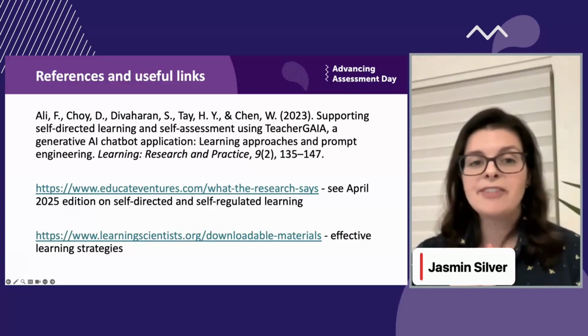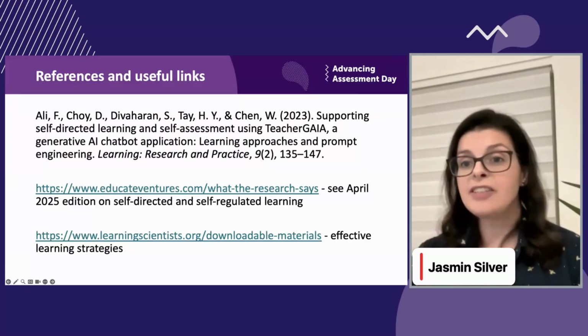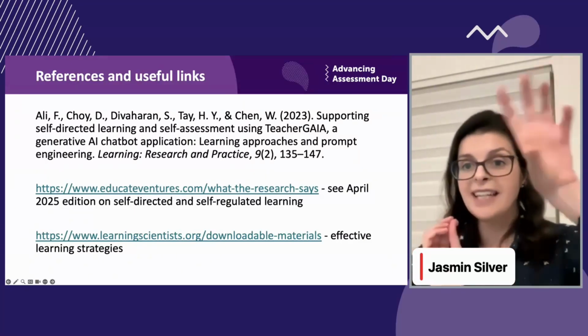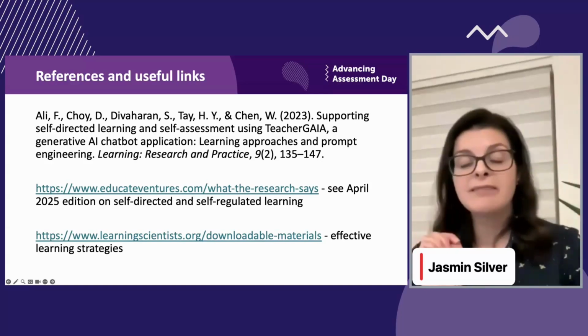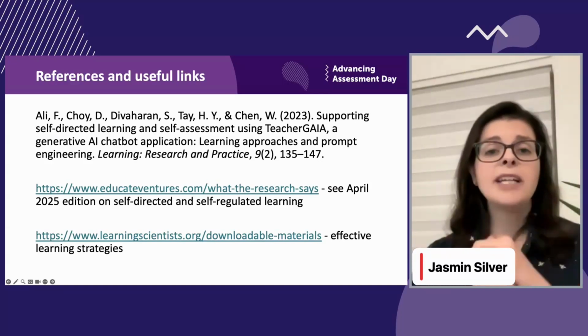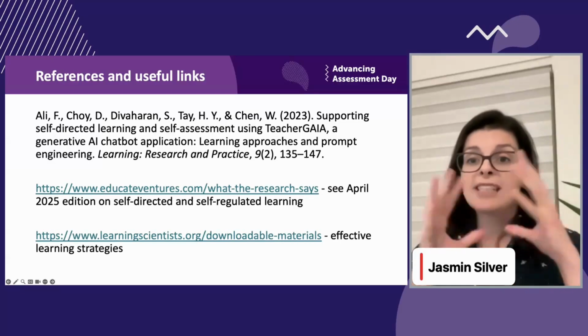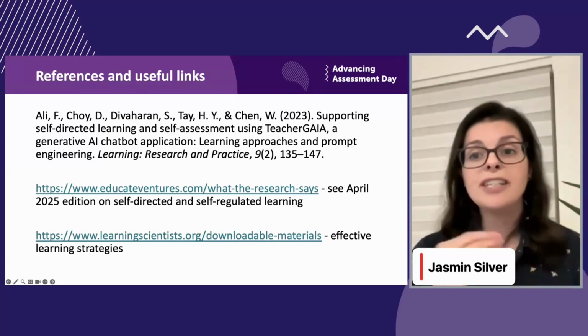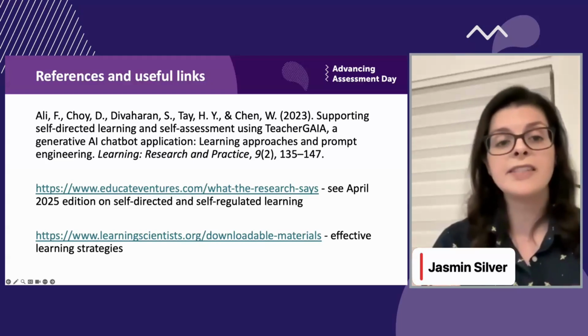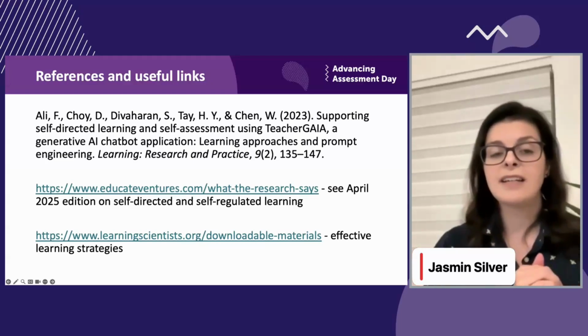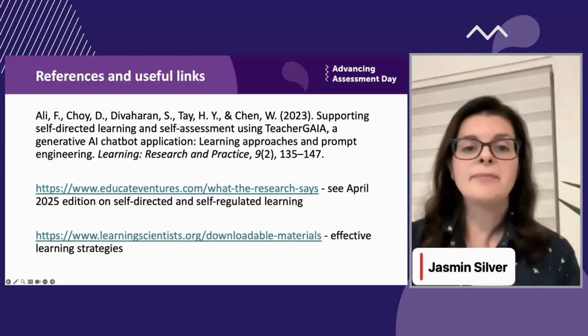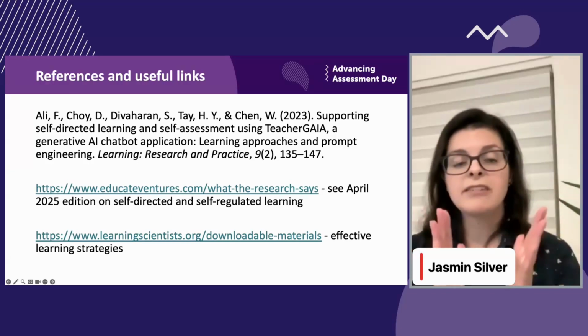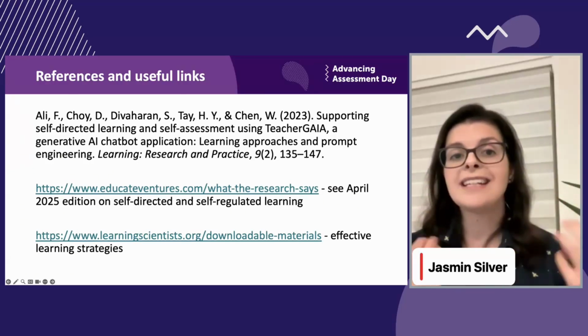These are my references, which I encourage you to check out. The first one is the research paper that has the prompt in and others. The second one is a nice summary of self-directed learning and self-regulated learning and what the research says about using AI for those things. And the last one is the Learning Scientists website, that they have really nice, simple materials to help students understand how they learn.